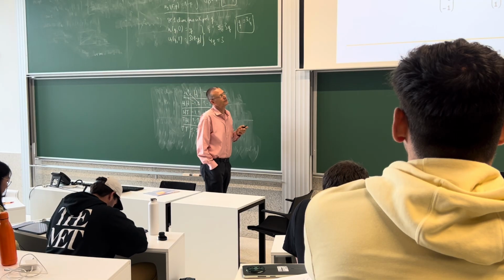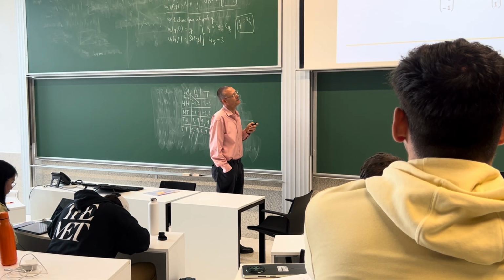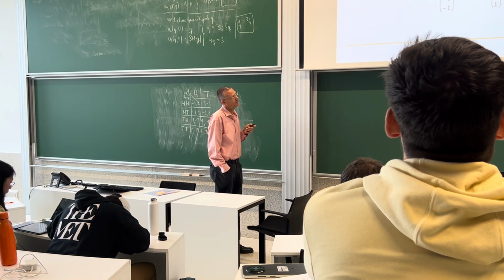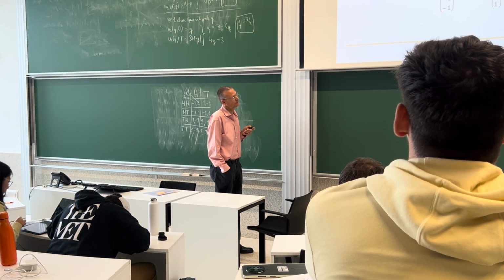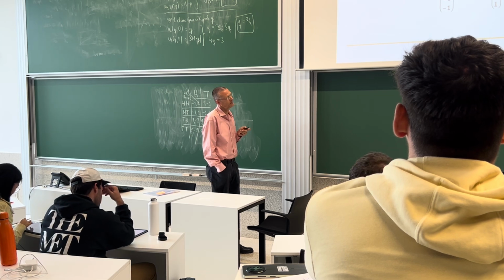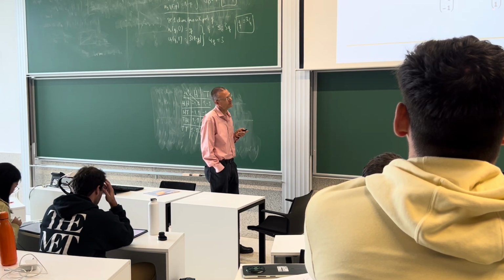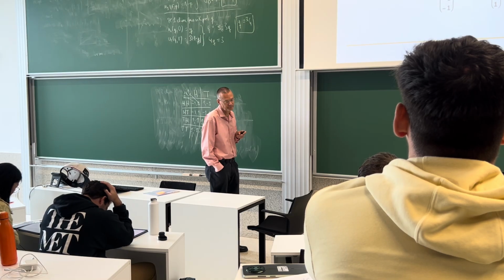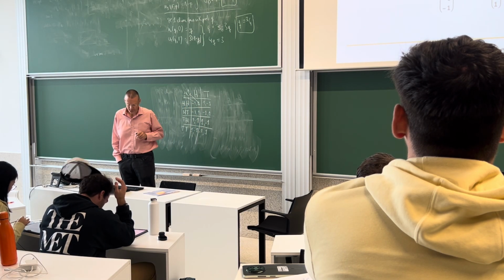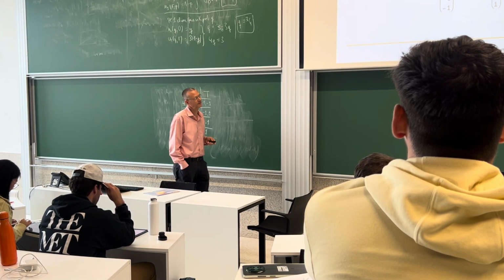If the entrant chooses out, he gets 0, the incumbent 2. If the entrant enters, the incumbent will fight, minus 1 for the incumbent, minus 3 for the entrant. And if the incumbent accommodates, the incumbent gets 1 and the entrant 2. Then you can see that there are two Nash equilibria. One you can easily find, and this is what I show you.